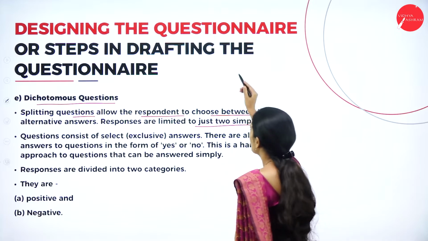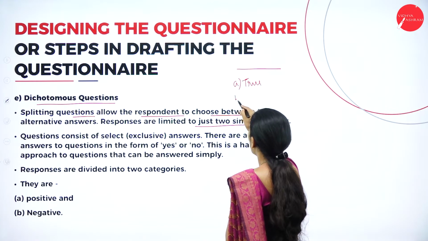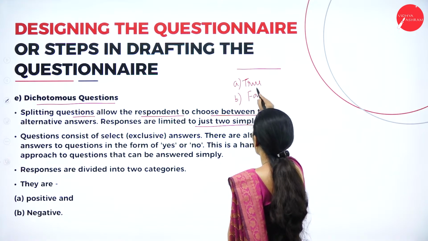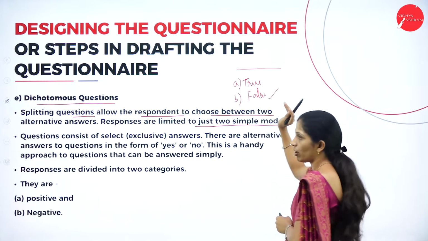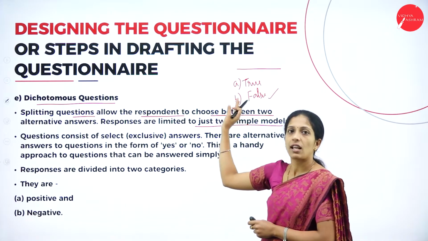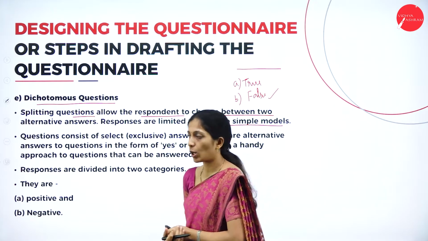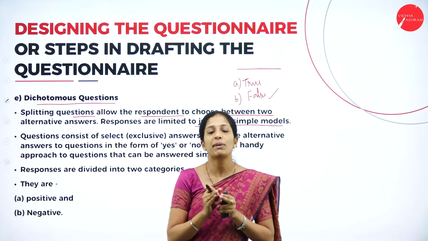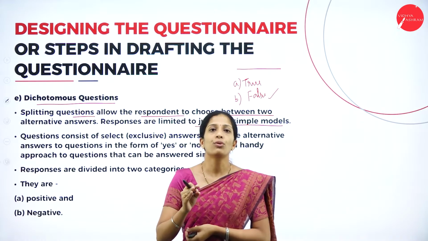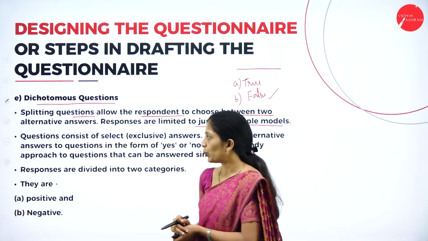Now, for example, if a question is asked and the option is true or false, either it should be true or it should be false. Any one answer will be selected by the respondent. They are termed dichotomous questions. In the sense, a question which will have only limited options, either two options, out of which the respondent has to select any one.